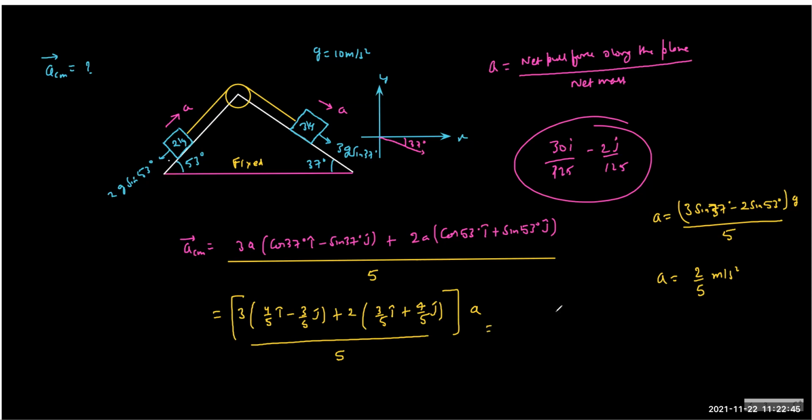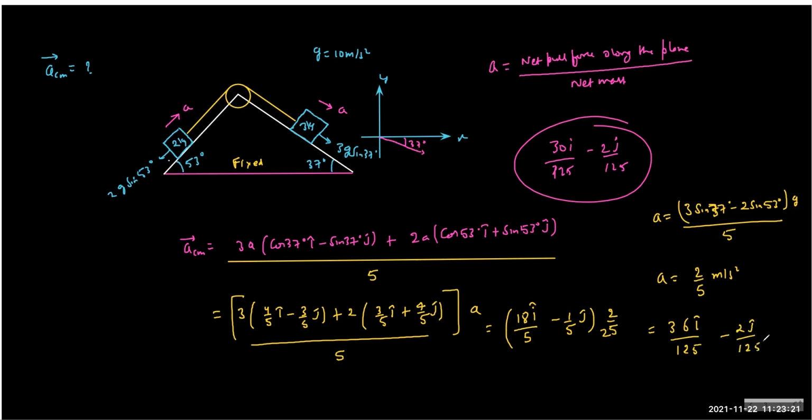So this is how much? This is 12 plus 6, 18 i by 5. Yeah, just check. And minus 9 plus 8, which is minus 1 by 5. And that is into A, which is 2 by 5 upon 5, which is, yeah, like this. Which is 36 i cap by 125 minus 2j by 120.